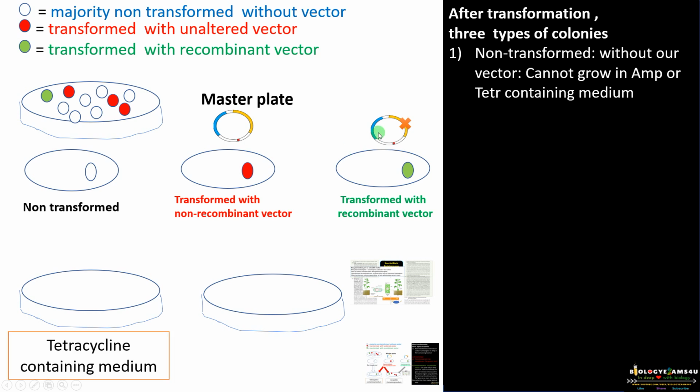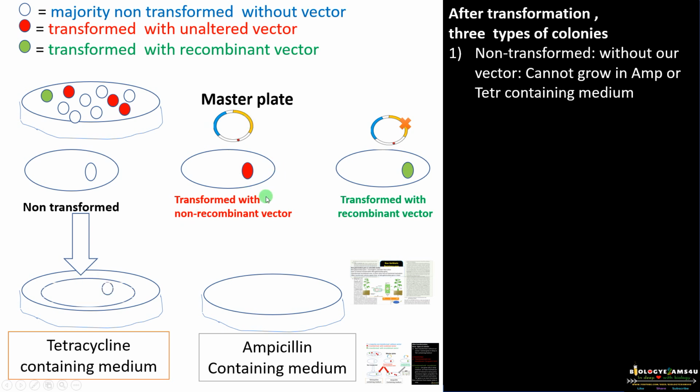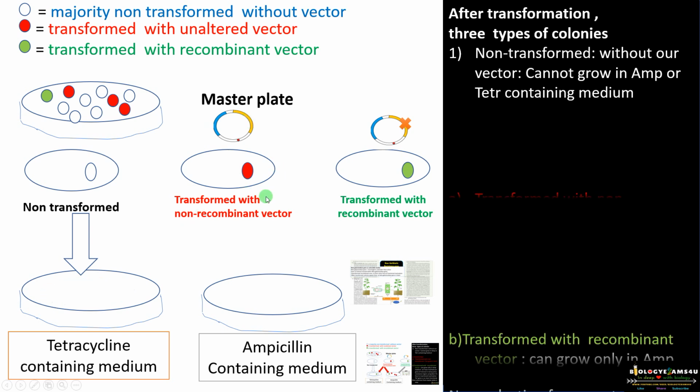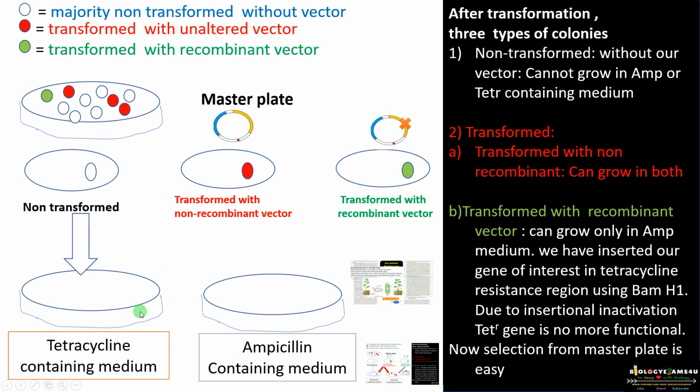So while we grow these colonies in tetracycline or ampicillin containing medium, both tetracycline and ampicillin containing medium, the non-transformed cells cannot grow as they don't have an antibiotic resistance gene. But the transformed with non-recombinant vector can grow in both. As you see, this is the ampicillin resistance gene and this is the tetracycline resistance gene. Both are intact. So this colony can grow in both ampicillin and tetracycline medium.